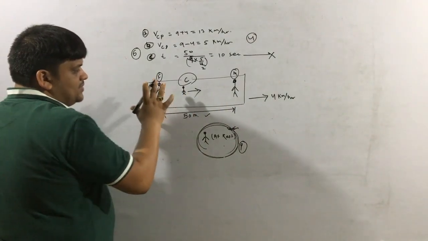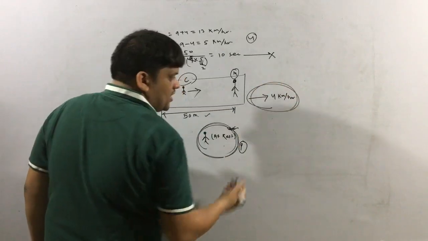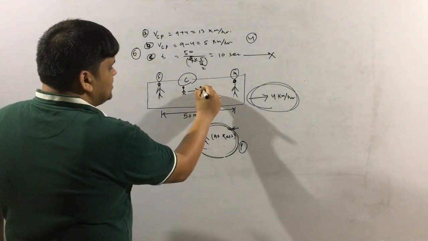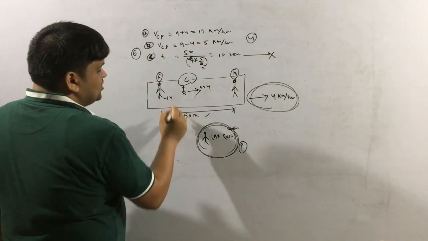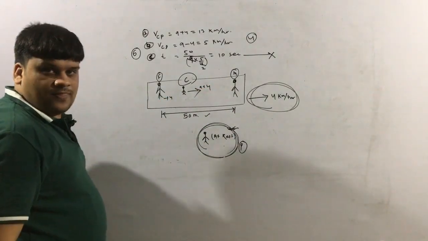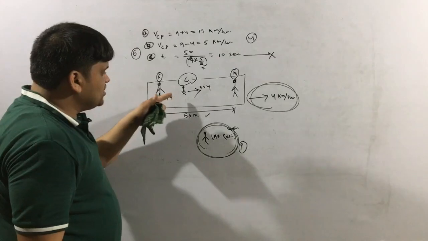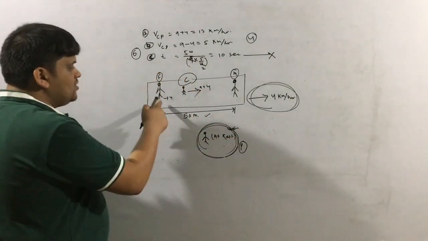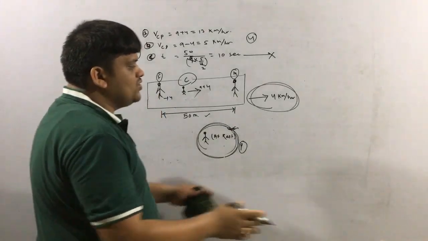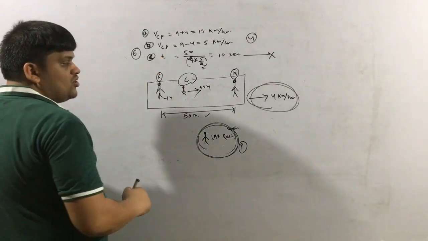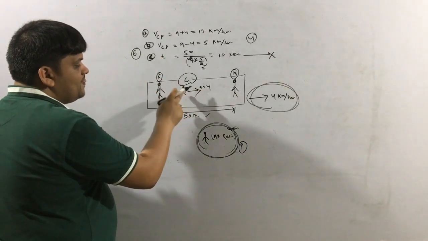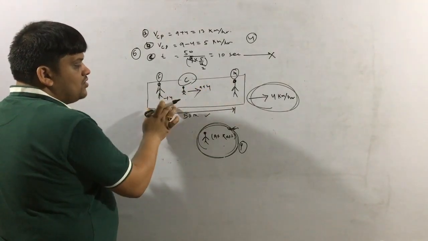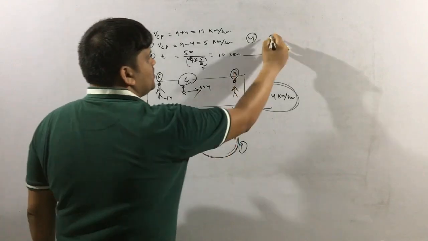This speed you don't have to take, or if you want to take this speed, then take it this way: its speed is 9 plus 4 and its speed is 4. The child is moving with 9 km per hour, the belt is taking it with 4 km per hour, the father is only moving with the belt, so his speed is 4 km per hour. Since they are in the same direction, if you subtract, 9 plus 4 minus 4, you will get 9 km per hour.